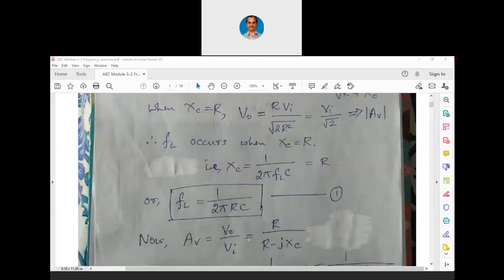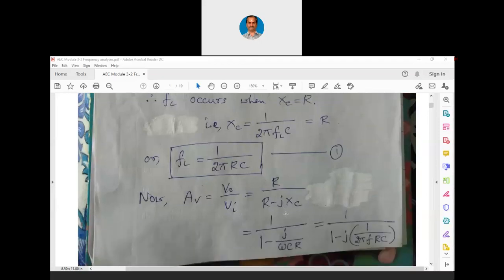Now, we know that AV equals V0 by VI equals R by R minus JXC. Using the same expressions which we had earlier, we can write the voltage gain AV equals V0 by VI, that is R by R minus JXC. This we are writing in general, not exactly during resonance.